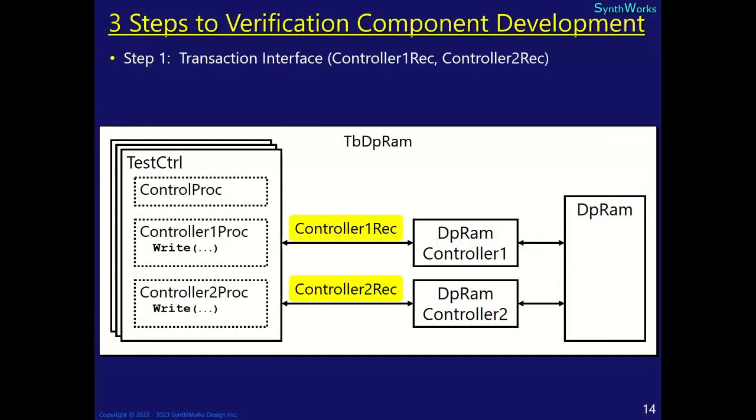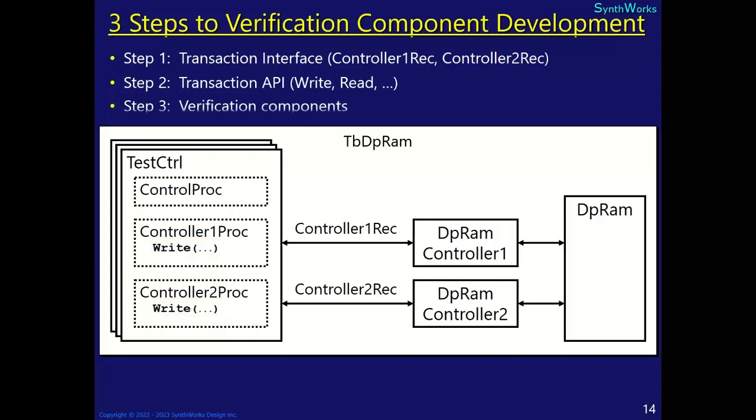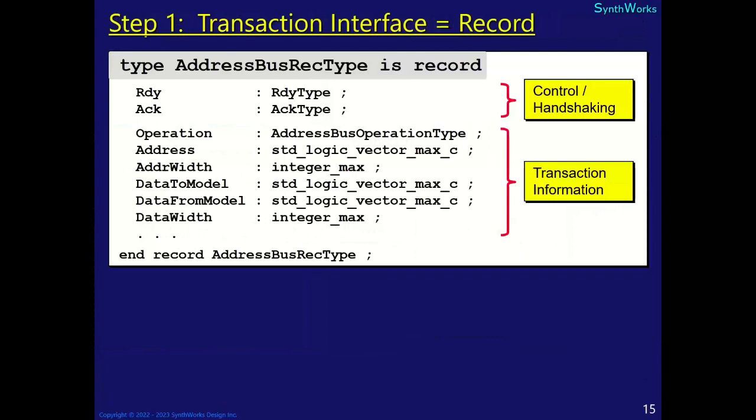Okay, steps then. How do we develop verification? So now we're going specifically down into how we do these verification component things. Step one, we've got to build out a transaction interface, and that's these controller records here. Step two, we've got to build out the API, writes and reads, or sends and gets, that sort of thing. And step three is write the behavior verification component. It's tedious to do, but it's not hard.